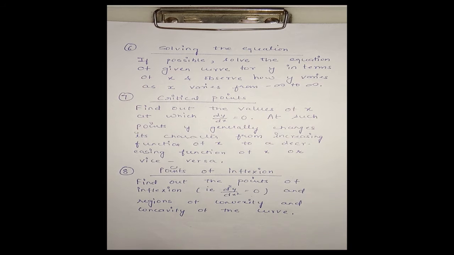On following these 8 steps, we are able to trace our given curve. In most cases, we are able to trace our curve even at the 7th step, so we have no need to find the point of inflection. We are able to trace our curve at that step also. Okay, now we consider examples so that these steps will be clear.